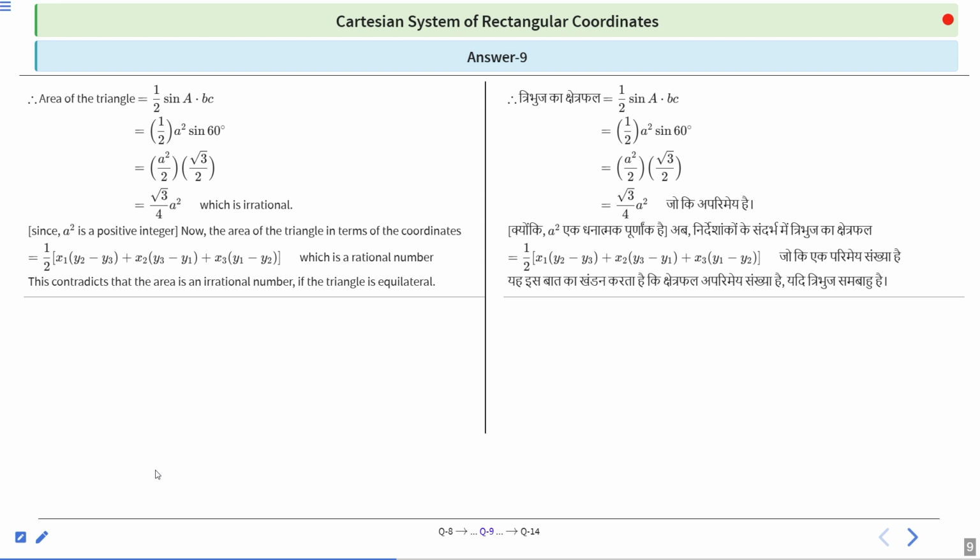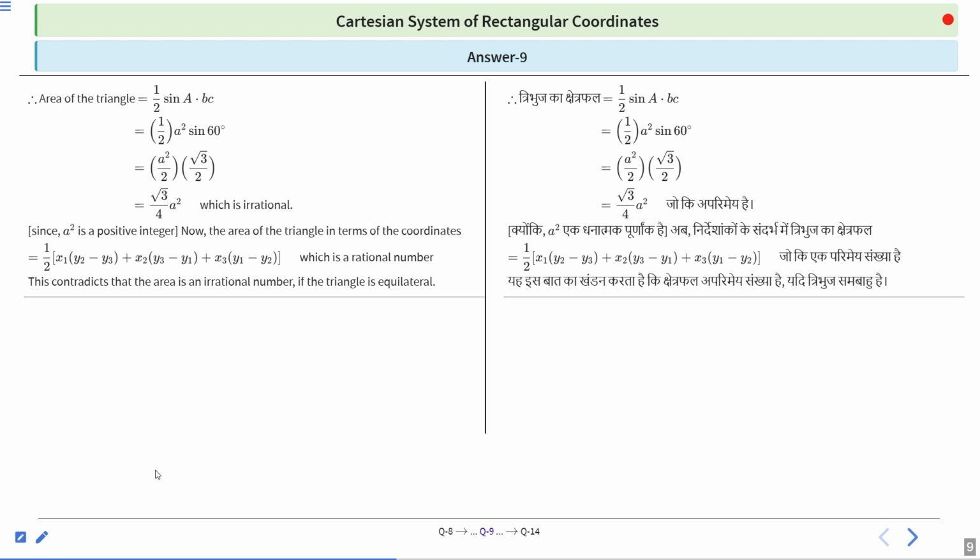Since a squared is a positive integer, now the area of the triangle in terms of coordinates is equal to 1/2 into [x1(y2 minus y3) plus x2(y3 minus y1) plus x3(y1 minus y2)], which is a rational number. So this contradicts that the area is an irrational number, right? If the triangle is an equilateral triangle, right?